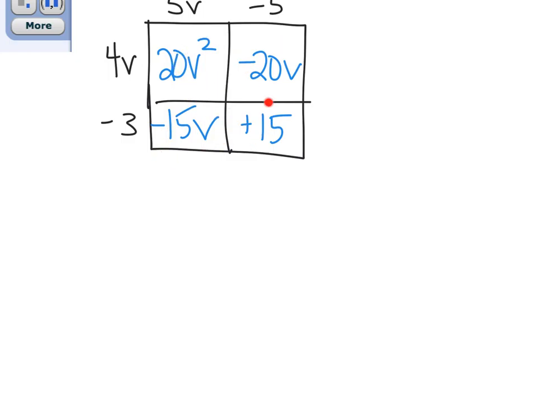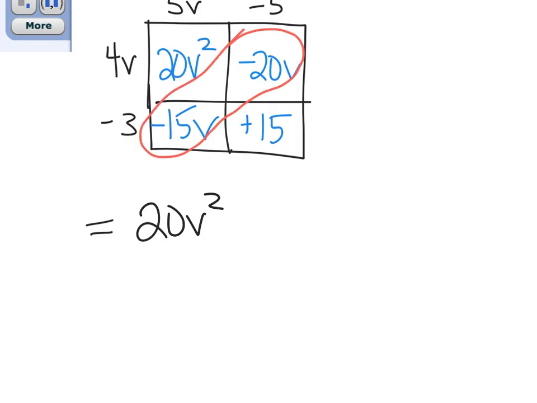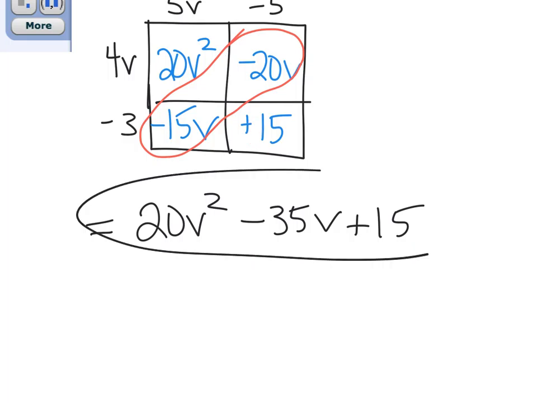When we simplify, we're looking for like terms. Well, this guy has no like term, so we're just going to write down 20v squared. But these two guys right here are our like terms, so we end up with negative 35v. How did we get that? Negative 15 plus a negative 20 means we have negative 35 altogether. So negative 35v plus 15, because that 15 has no like terms, and so there is our product.